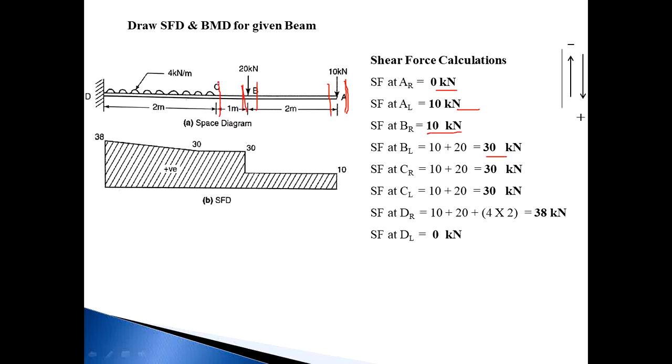Then CR, the number of forces is 2, that is 10 and 20. So CR becomes 30 kilonewton. CL: there is no point load or any load at point C. C is the end point of the UDL, so there is no load at point C. So it becomes equal to the CR value, that is CL is equal to 10 plus 20 is equal to 30 kilonewton. Then move towards DR, mark a section just right of D and consider the right side of the section. The total number of forces on the right side of the section at DR is 3 forces, that is 10, 20 and the UDL.